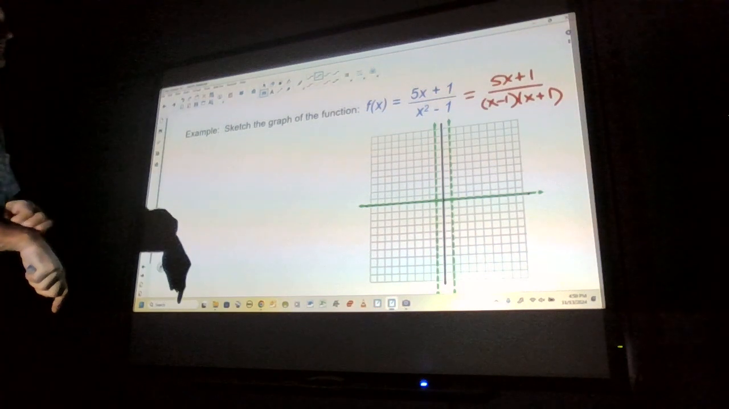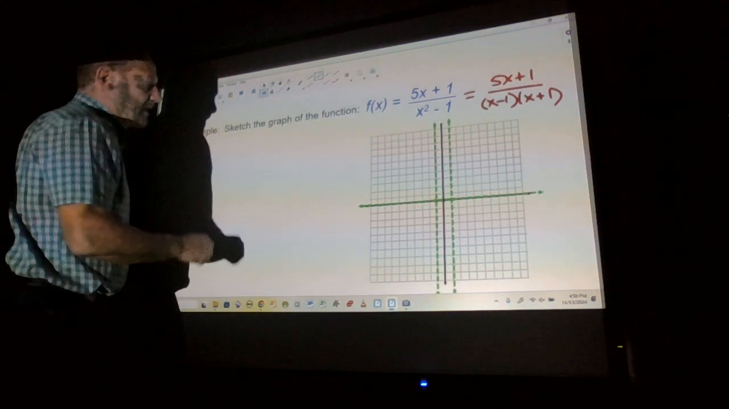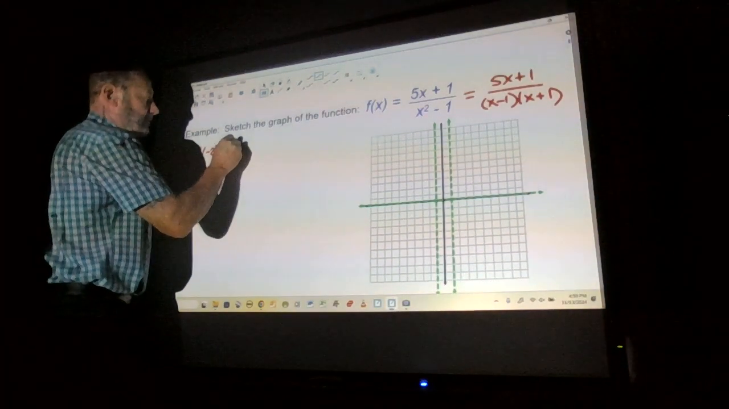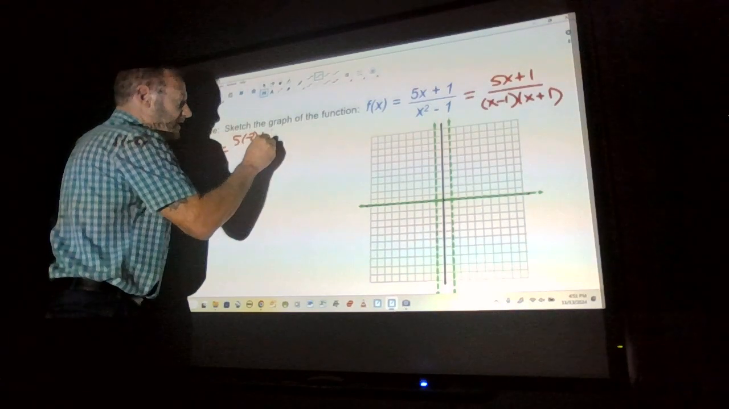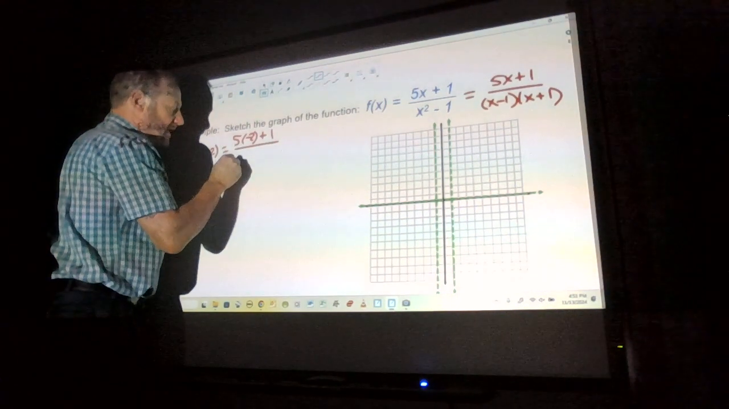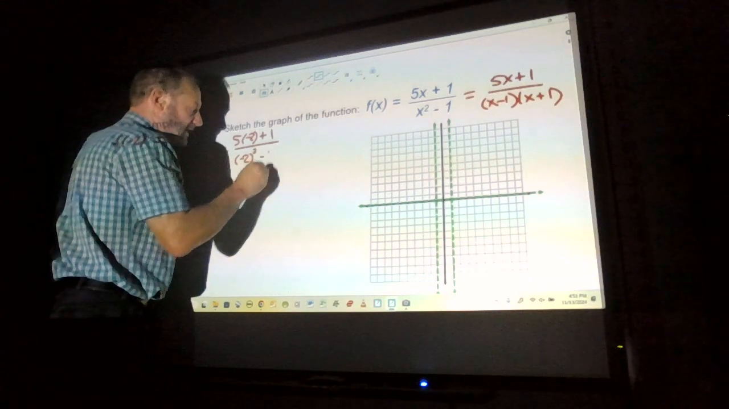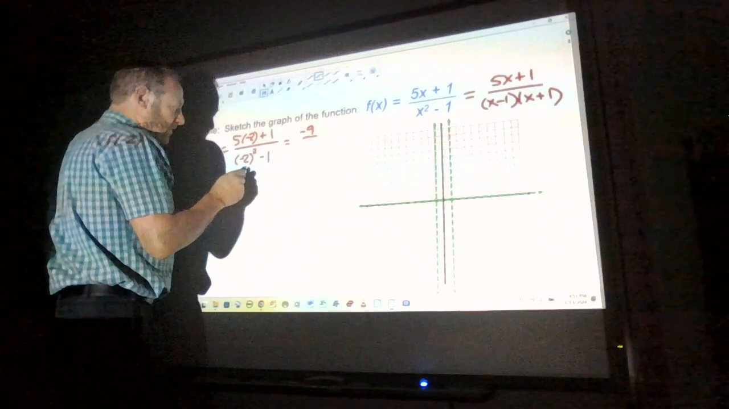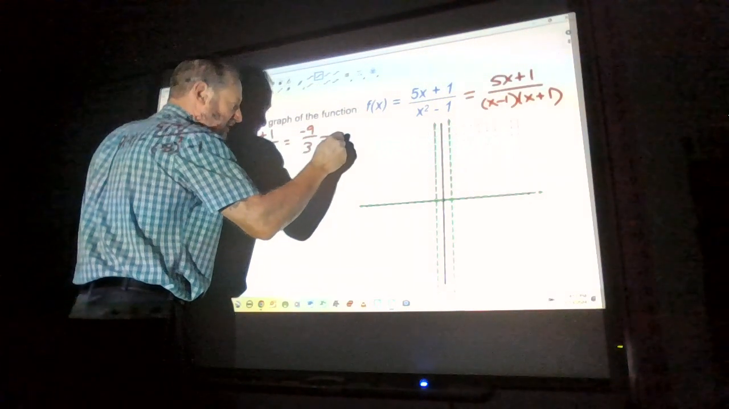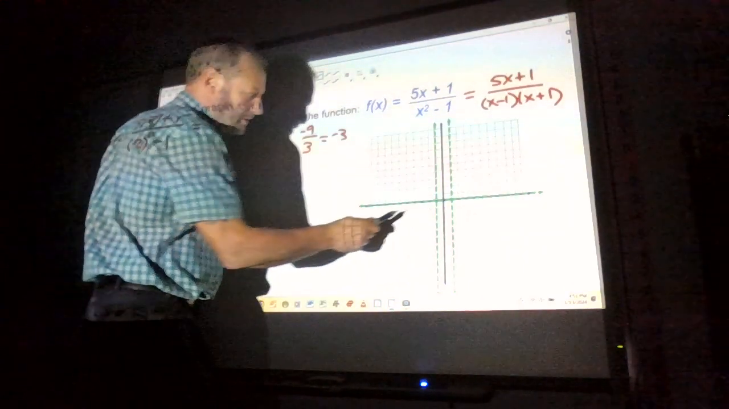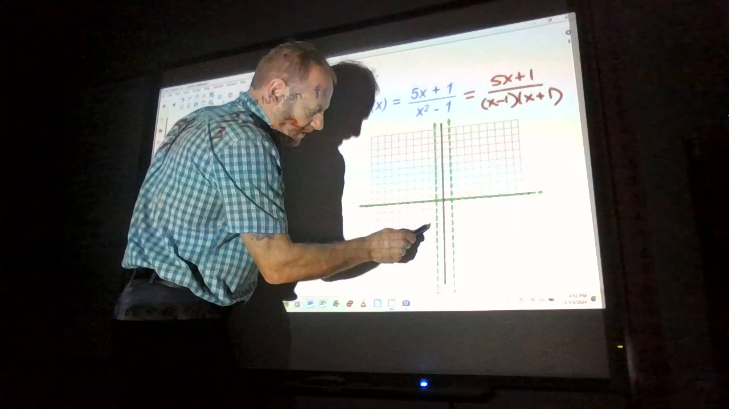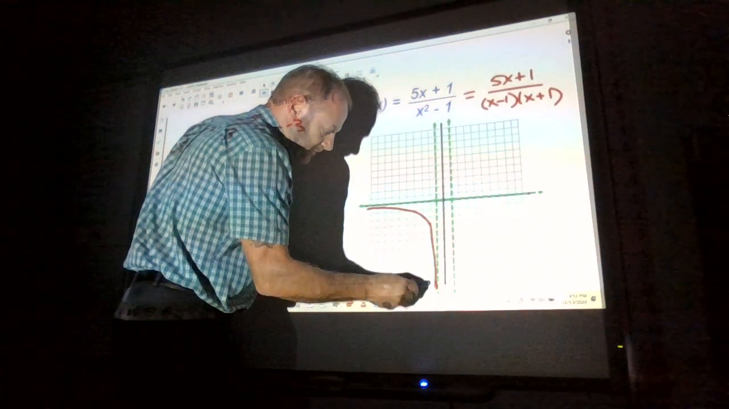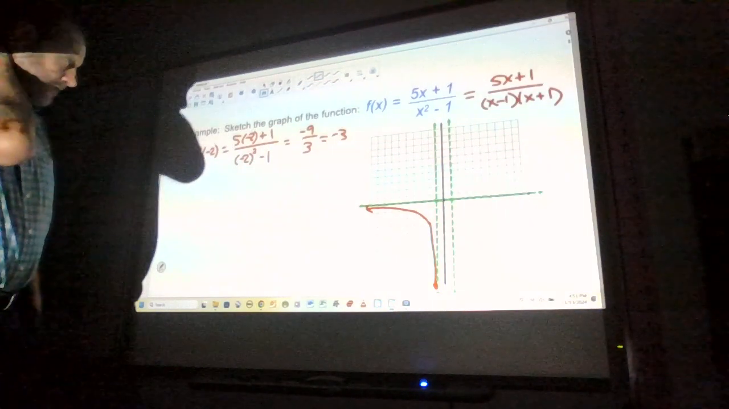So what I'm going to do is pick a point like, say, f of negative 2. So that would be 5 times negative 2 plus 1 over negative 2 squared minus 1. So this is going to be negative 10 plus 1, negative 9 over 3, which would be negative 3. Okay, so negative 2 would give me negative 3 right here. So what this is telling me is this is going to look like this.